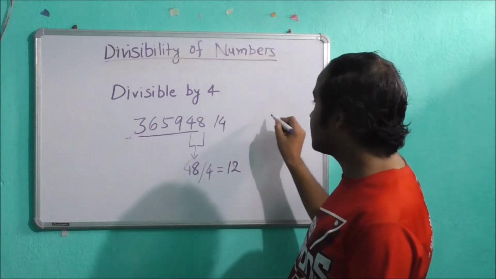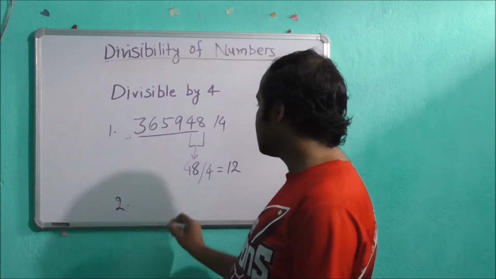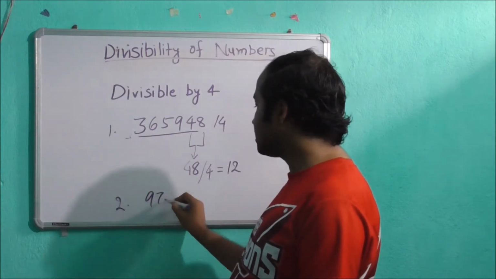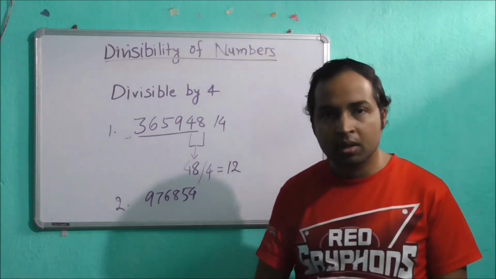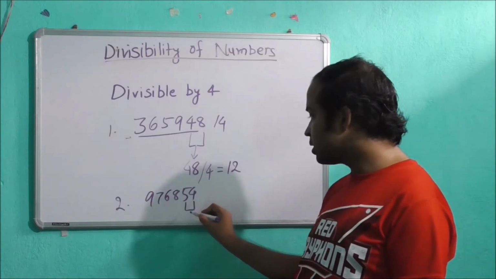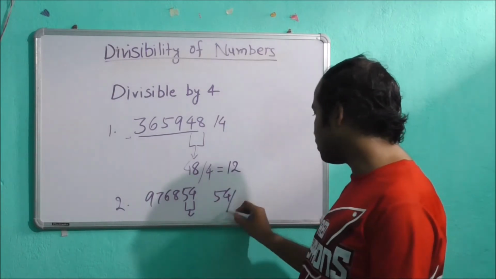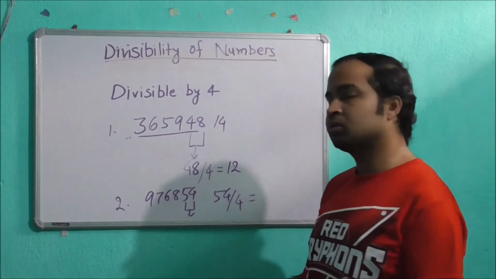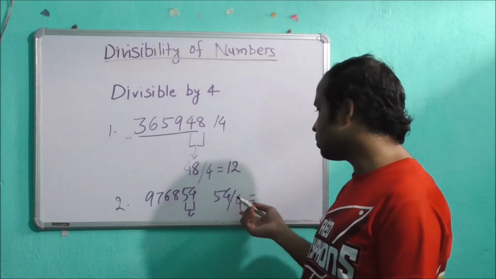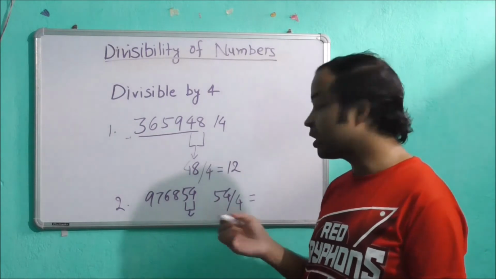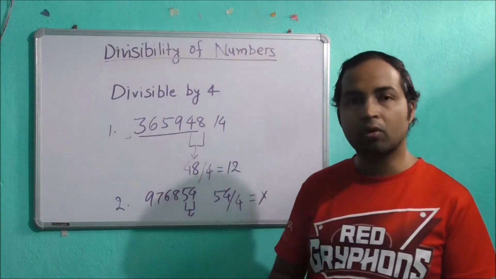This is example 1. Let's take another example: 976854. Now the last two digits are 54. So 54 divided by 4 gives a remainder. So that means this number is not divisible by 4.